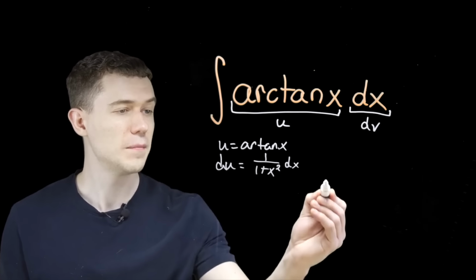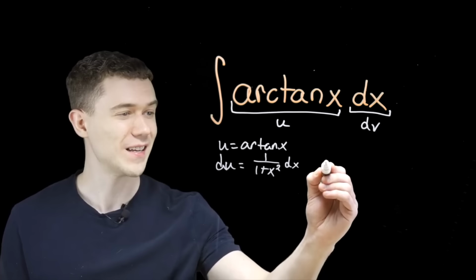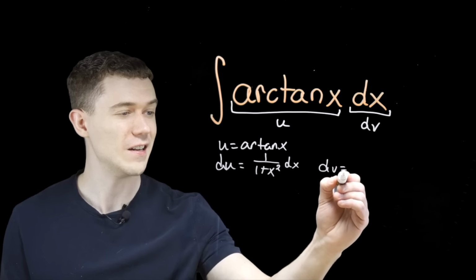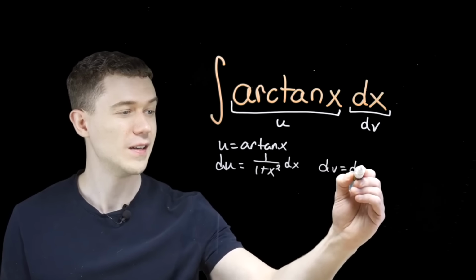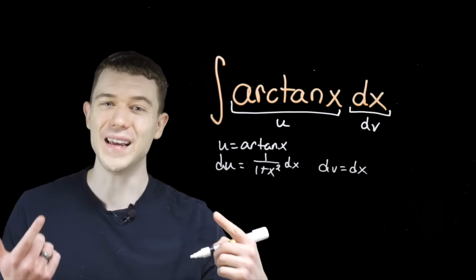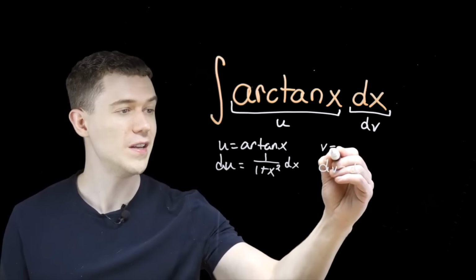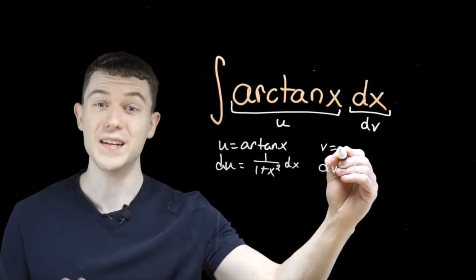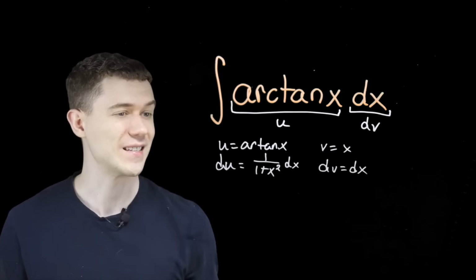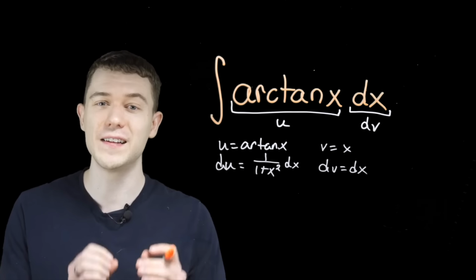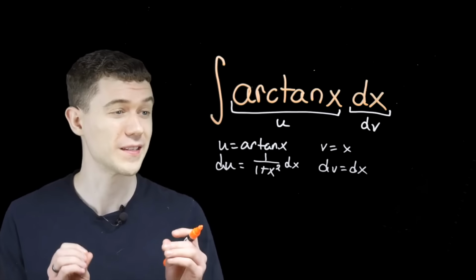And then depends on where you like to write this. I typically like to write the dv down here, but some people like to write it up here. This time we go the other way. The antiderivative of dx, well, that would be v. The antiderivative of 1 dx is just x. Now I write it this way because I like to remember how integration by parts works like this.